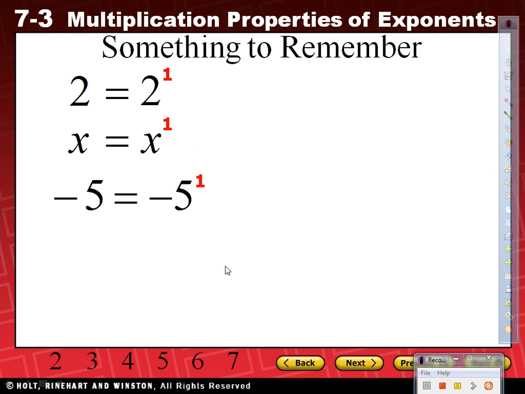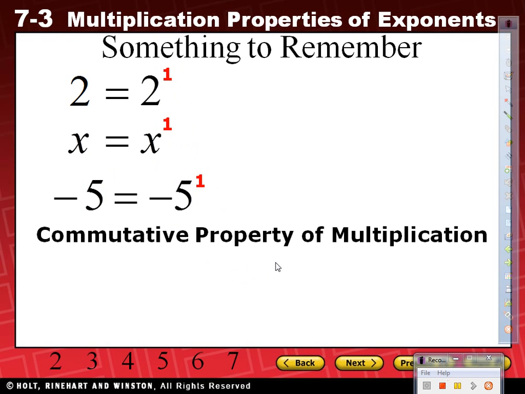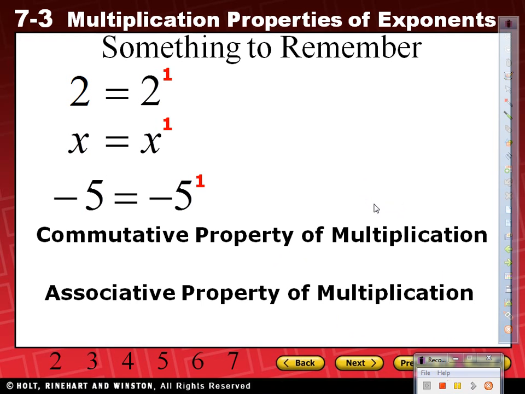Next thing, I want you to write commutative property of multiplication. We're still on the left side of your notes. Write that down. Skip about one line or two and write associative property of multiplication.